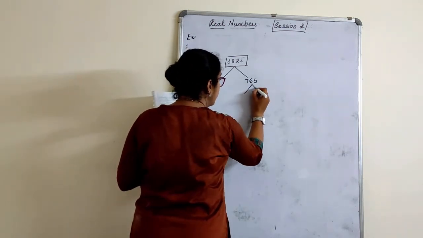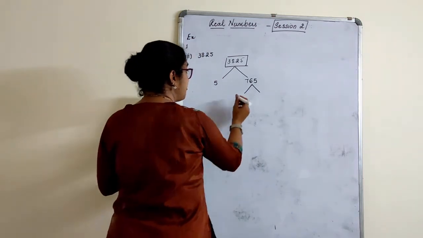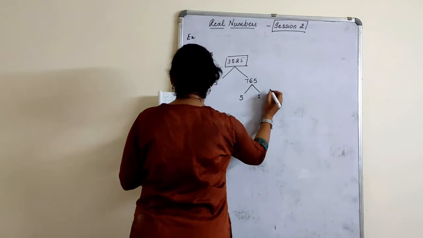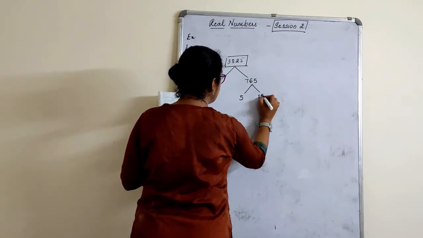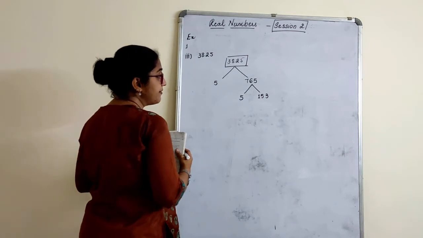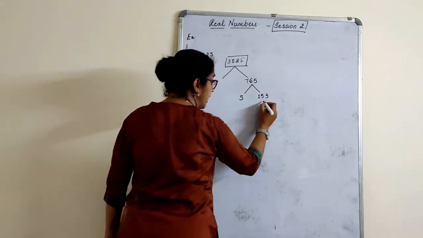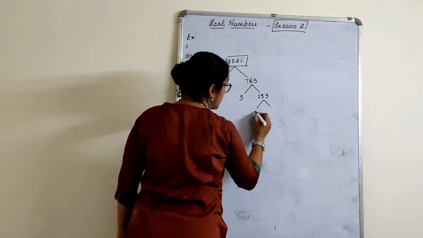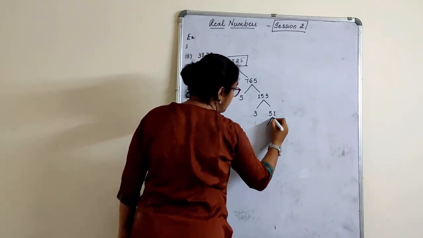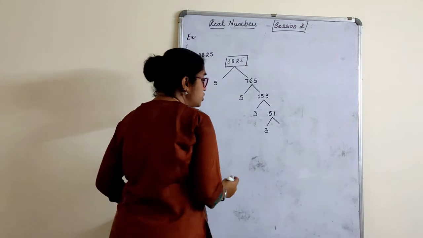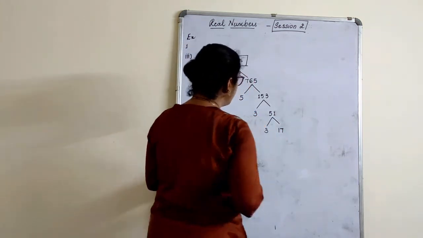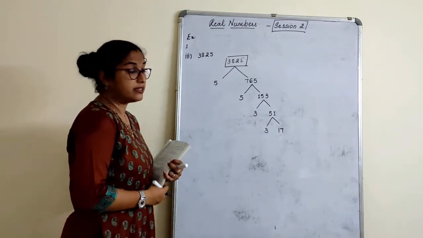Then further again, take the factors of 765. 5 ones are 5, then 5 fives are 25, 5 threes are 15. Now 153 we have. 5, 6, 7, 8, 9, it is divisible by 3. So 3 fives are 15, 3 ones are 3, 51. So 3 ones are 3, 3 sevens are 21. Further you cannot do anything here.